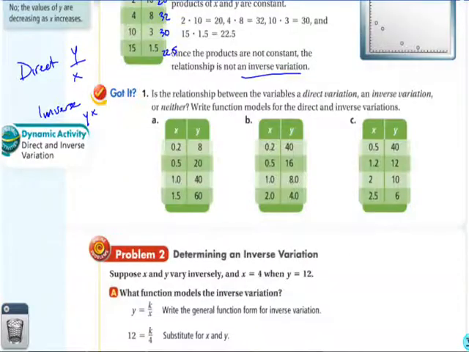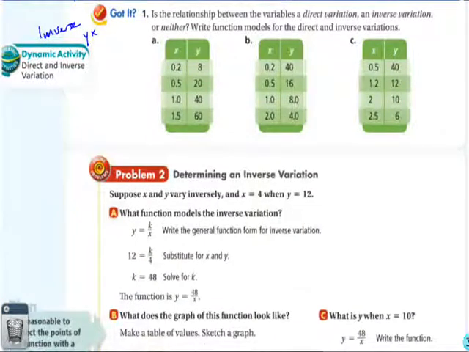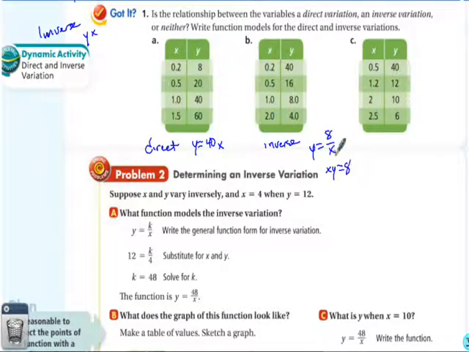All right, you've unpaused. Let's take a look at 1A, B, and C. So 1A was direct, and the equation, or the function, would be y equals 40x. For part B, this was inverse, and you could write y equals 8 over x, or you could have written xy equals 8. Either one of those is fine. And then for part C, this was neither of them, so no model there.